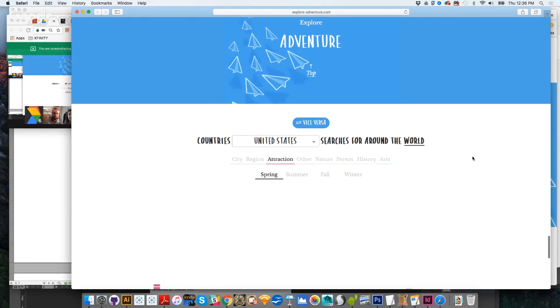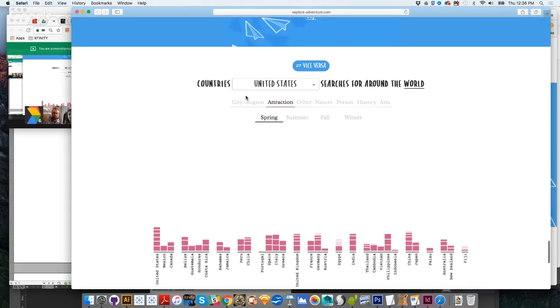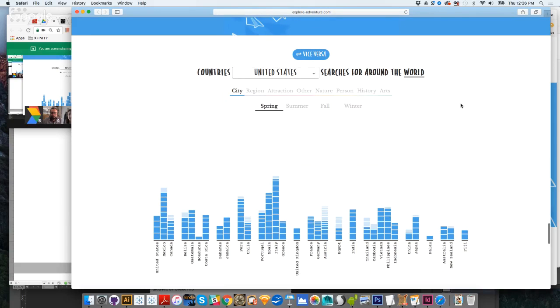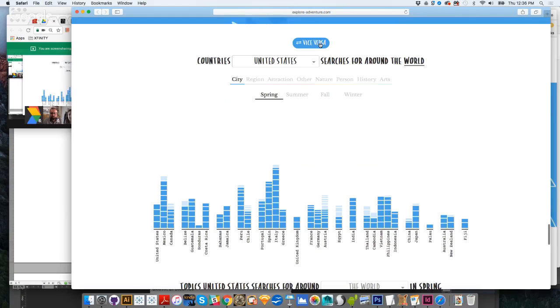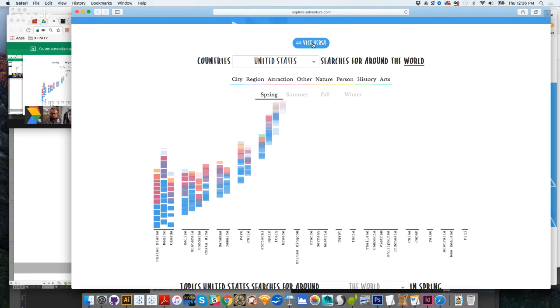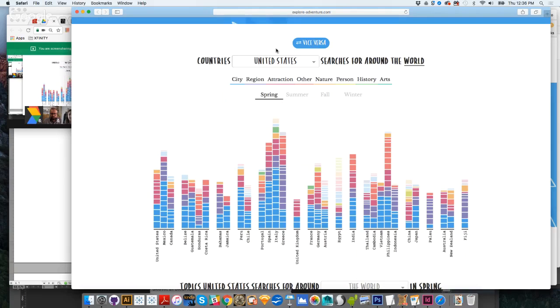Yes. So this part is basically a culmination of everything I explained. It also has a few hidden features. I think I never explained what vice versa is. The default view is we can select a country and see what that country searches for around the world.